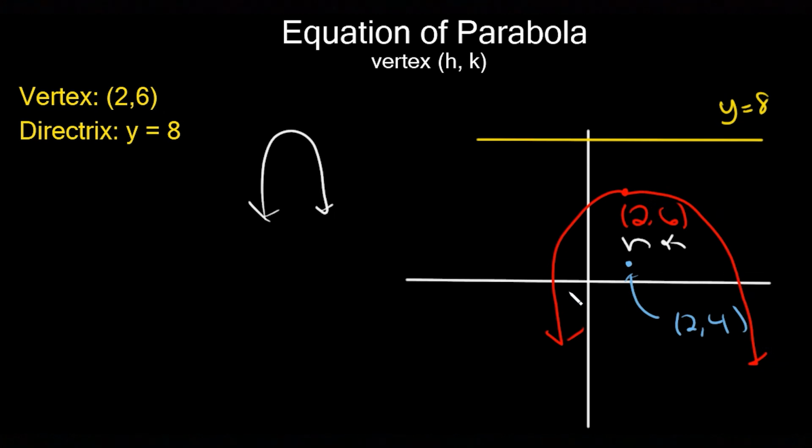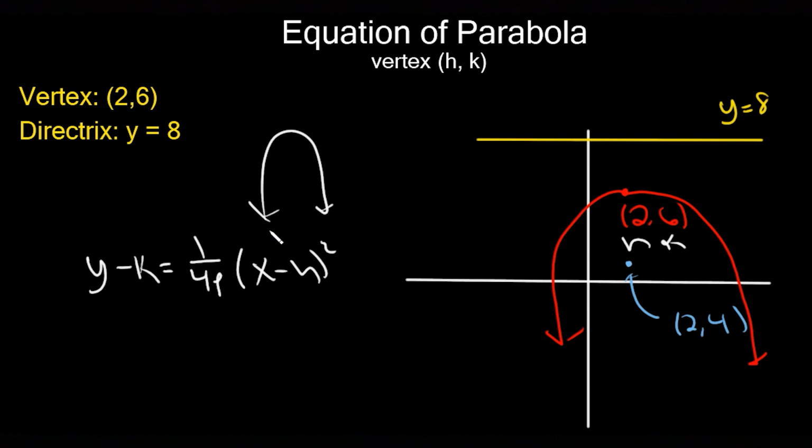And so now writing out the actual equation, the first thing we need to do is write out the template for that equation. So it's a vertical parabola. That's going to be the following. We have y minus k equal to 1 over 4p. And then in parentheses, we're going to have x minus h and then squared.